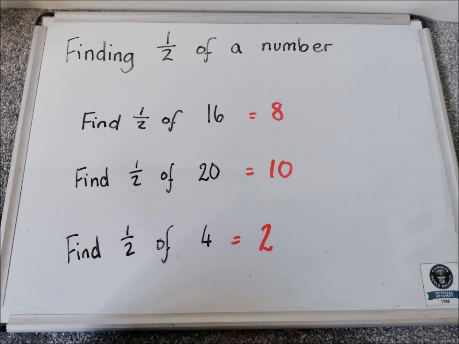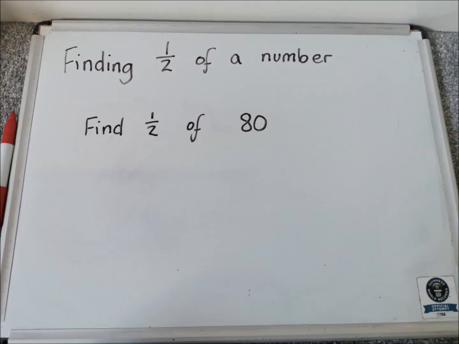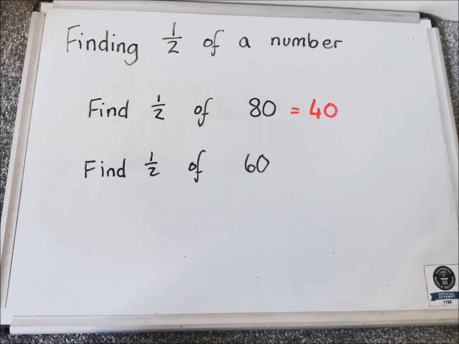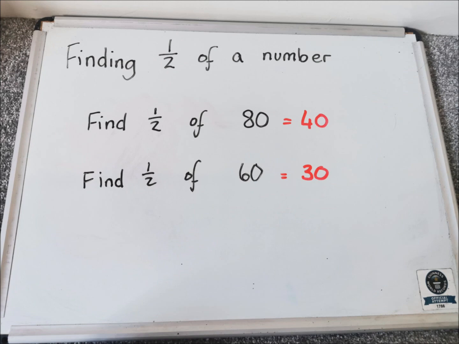So let's take it up to the next level. Find half of 80 this time. Remember, if you know half of 8, you can work out what half of 80 is. So I'll give you a wee second to think about that. Hopefully you said 40. Half of 80 is 40. Let's have a look at the next one. Find half of 60. Remember, if you know half of 6, you can work out what half of 60 is. And 30 is the answer. Well done if you got that one.